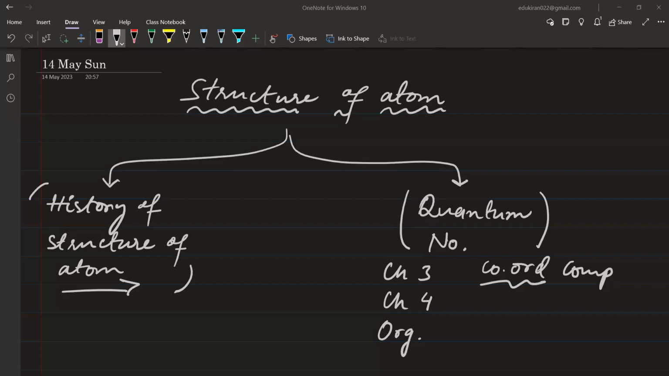Okay. So quantum number is very important, not only for this chapter, but for the rest of the chapters that we are going to cover.